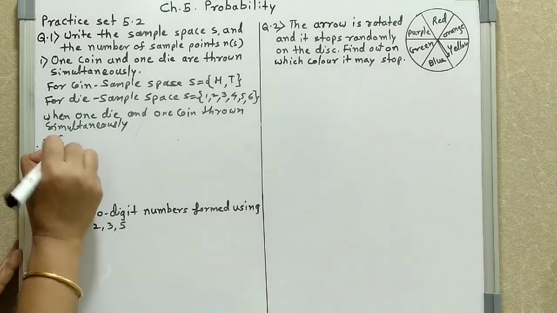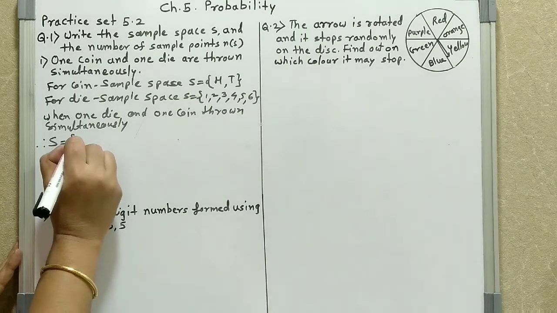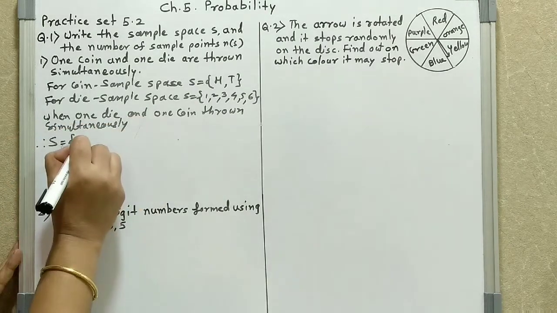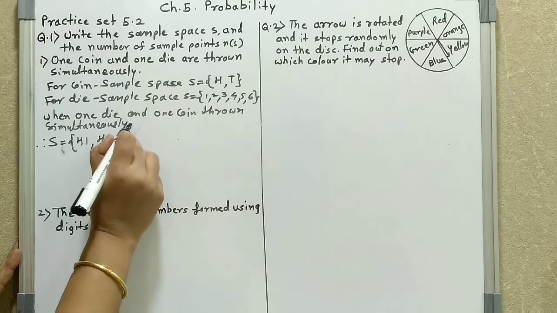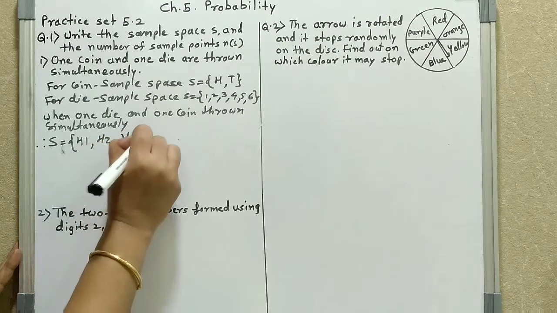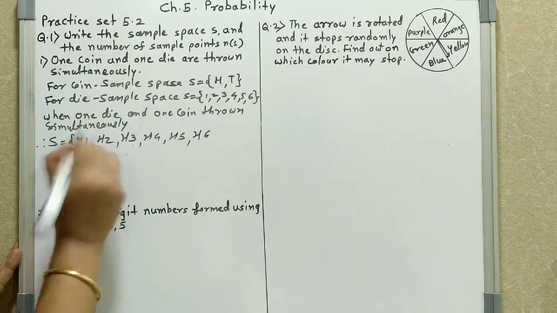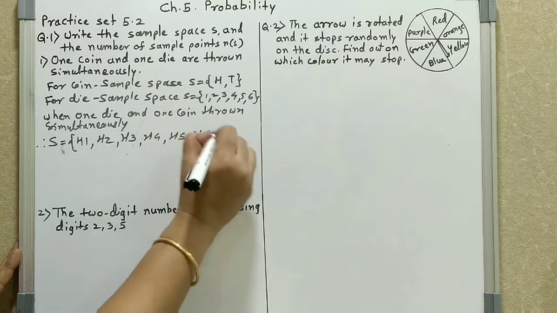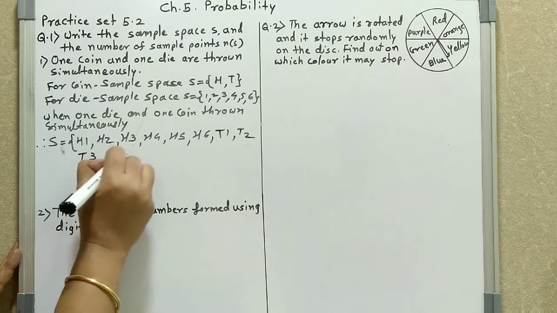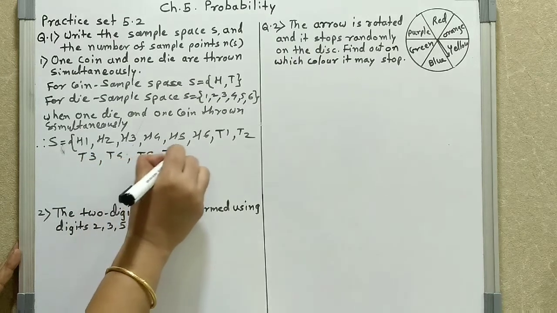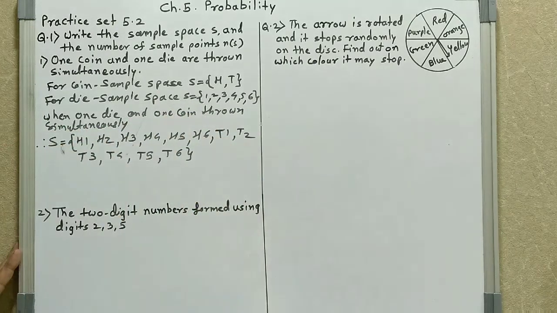Therefore, sample space. So what is the sample space? Here H is a coin and the die becomes 1. So H1, H2, H3, H4, H5 and H6 mean head and one number of the die. And then we write the tail: T1, T2, T3, T4, T5 and T6. So these are the sample space when one die and one coin are thrown simultaneously.